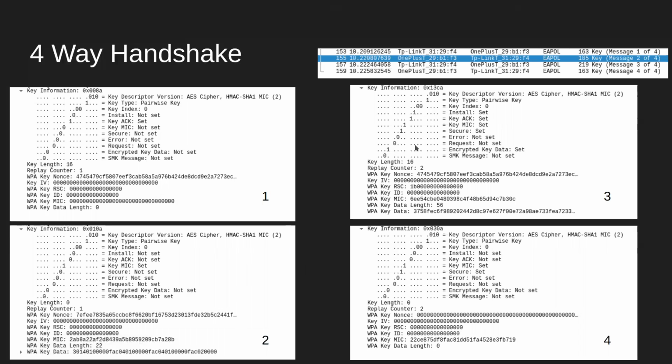Then the access point sends back its nonce again. It doesn't have to, but it does. And then there's the authentication code here, and then this key data contains the group key. And then this is just an ACK sent by the client to the access point to tell it that it's received the group key. Really, the only thing here is the authentication code.